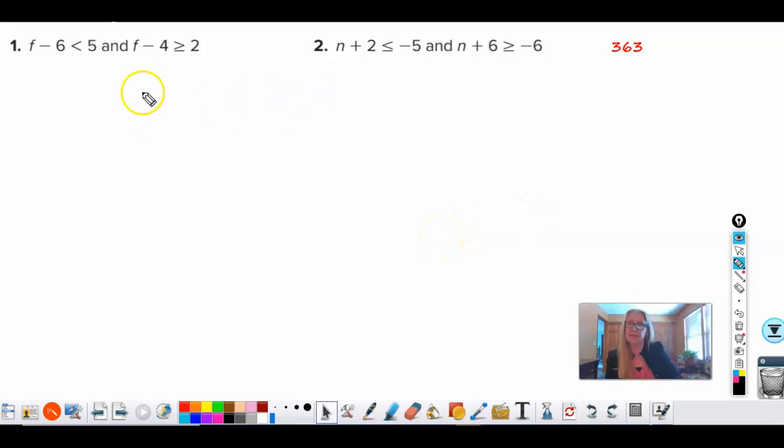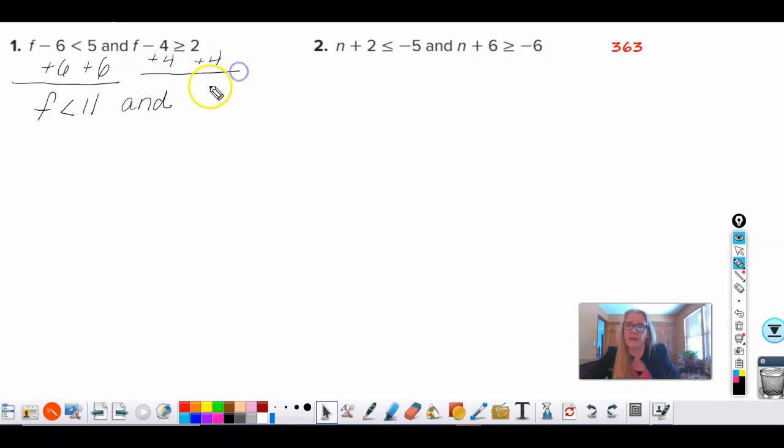Okay, so yes, over here. This is an and problem. So you're going to solve these two problems separately, okay? Let's see. We want to get f by itself. So the first thing we would do is add 6 to both sides. That will give us f is less than 11. And over here, we're going to add 4 to both sides. That gives us f is greater than or equal to 6, okay?